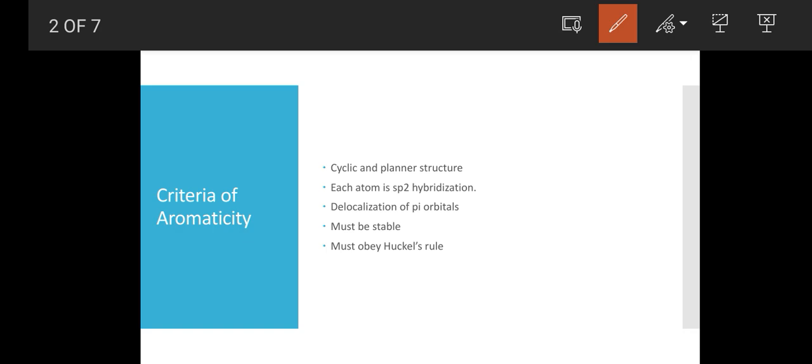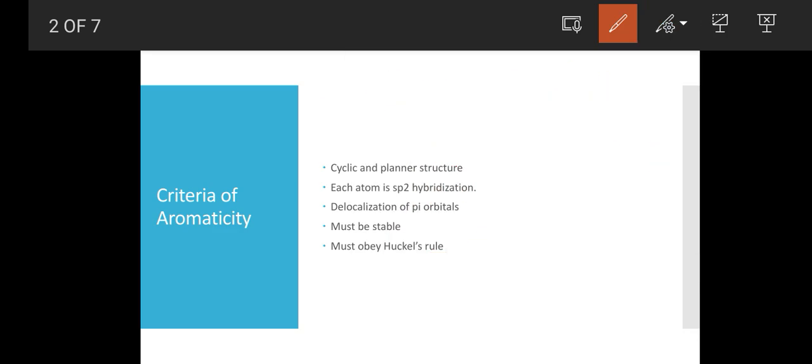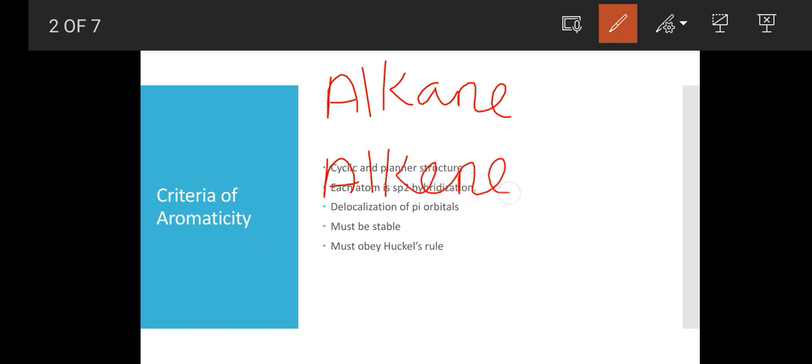Among compounds, there are two types: one is aromatic and the other is aliphatic compounds. In this section we will see the aromatic compounds, but first we will see the aliphatic compounds. Basically we have three types of aliphatic compounds: alkane, alkene, and the final one, alkyne.